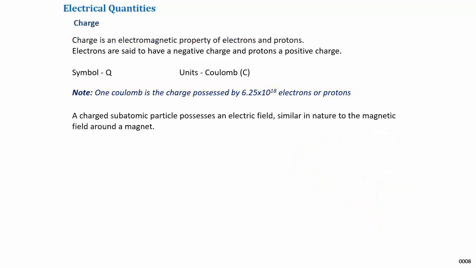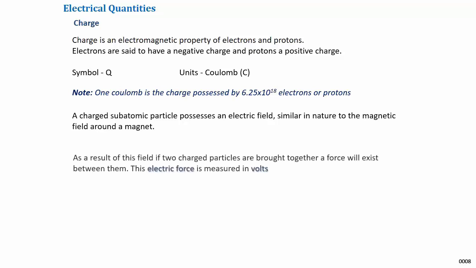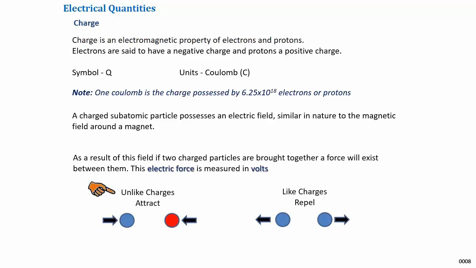A charged subatomic particle possesses an electrical field similar in nature to the magnetic field around a magnet. As a result of this field, if two charged particles are brought together, a force will exist between them. This force is measured in volts. Particles with unlike charges, i.e., a positively charged atom and a negatively charged electron, will experience a force of attraction, while those particles with like charges, for instance 2 electrons, will repel each other. The effect is very similar to that exhibited between the poles of a magnet.